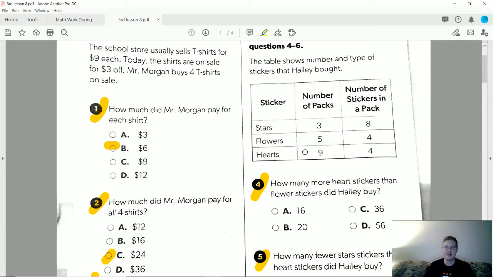Number 4, we want to figure out how many more heart stickers than flower stickers that Haley bought. So our heart stickers would be 9 times 4, which is 36. Our flowers would be 5 times 4, which is 20. So those are my first 2 steps, figuring out those amounts.